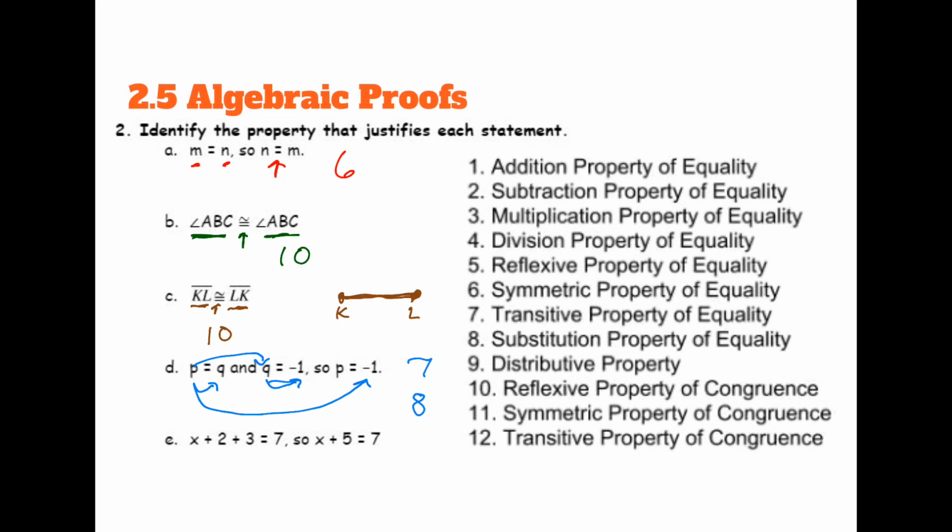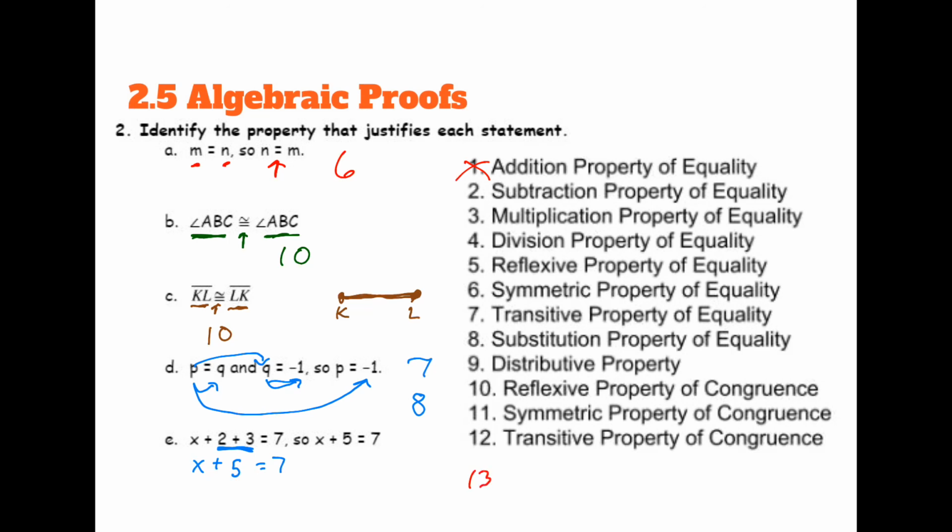X plus 2 plus 3 equals 7. So x plus 5 equals 7. So notice what we're doing here is we are taking this part and we're combining it and turning it into x plus 5 equals 7. So if we're looking at our list of things, the one we really want to say is 1 is addition, but it can't be addition because addition means we added something to both sides. And here we have a 7, here we have a 7, so nothing got added to the right side either. So this one's actually going to be one that's not on the list.